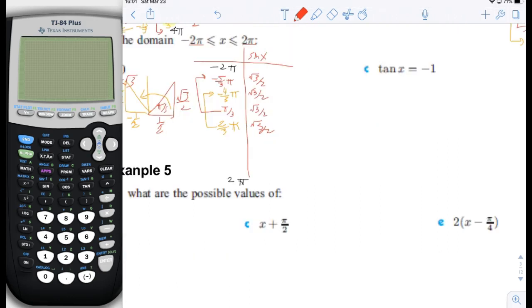Here we are on part C. Once again, we're going to have a domain, which is negative 2 pi to 2 pi. And this is pretty straightforward. Tangent of x equals negative 1, no algebra necessary. We know that tangent of negative 1, that would be like a 45-degree triangle. The 45-degree triangle would be maybe pointing in that direction. This has a positive square root of 2 over 2 sine value, a negative square root of 2 over 2 cosine value, and when you divide the two, you get negative 1.